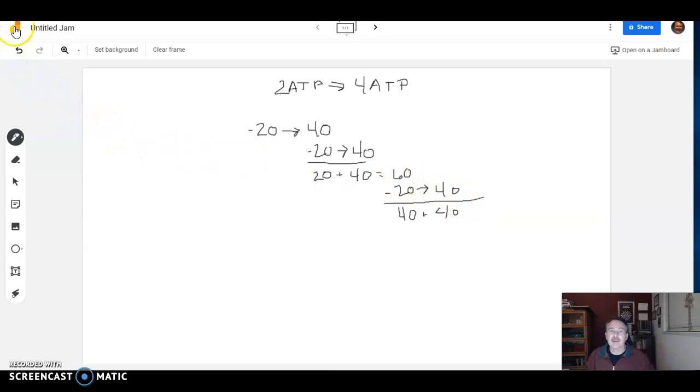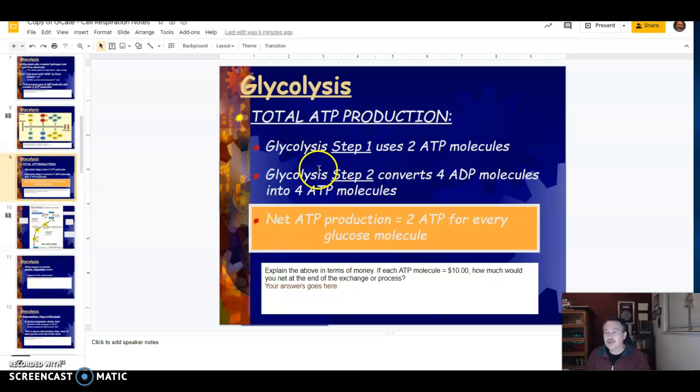Okay, so I'll return back now to the notes and we'll continue on. Okay, so you can see there's where we're at. And so what do you put in here? You can put what I put on the Jamboard here, although it's kind of hard to do that. What you need to say is that for every turn or exchange or process, you're going to gain $20 per exchange or per event. So your bank will, so to speak, increase by $20 every time you make the transaction.